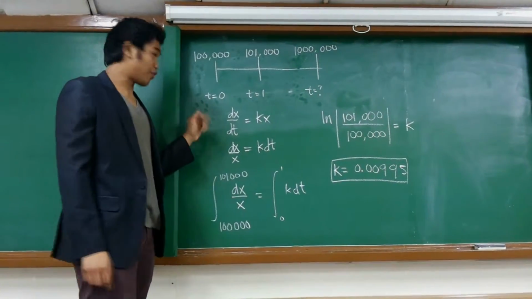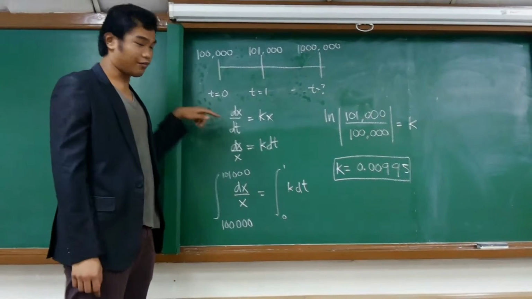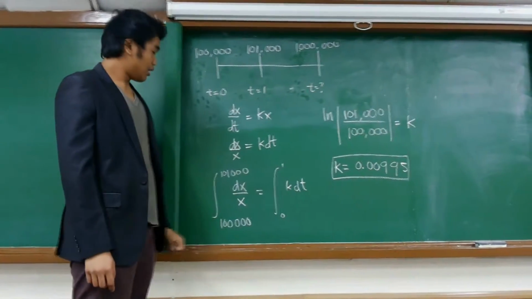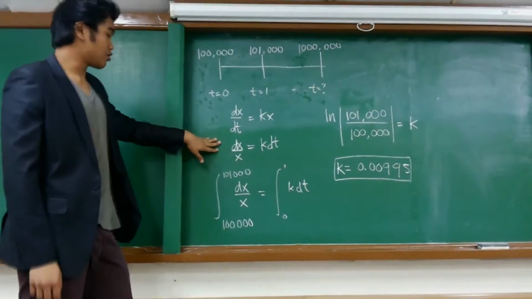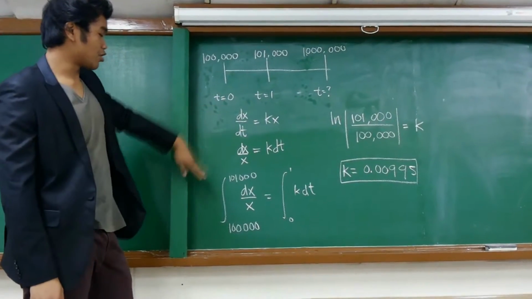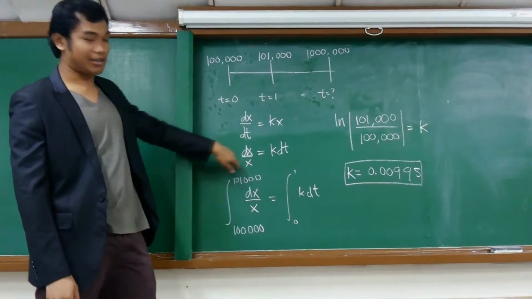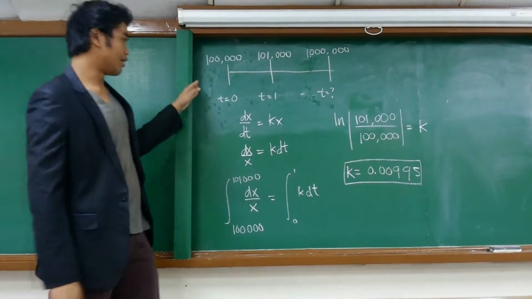We all know that this is a growth problem, so we set up the equation dx over dt is equal to kx. So we use variable separable to solve this. After doing so, we would get dx over x is equal to k dt. Now we set up the limits.